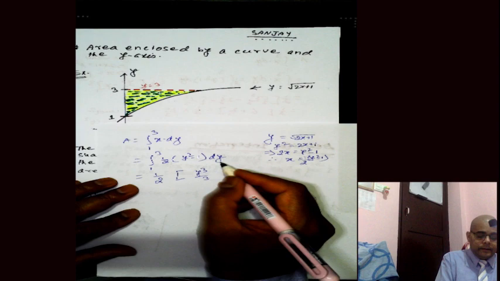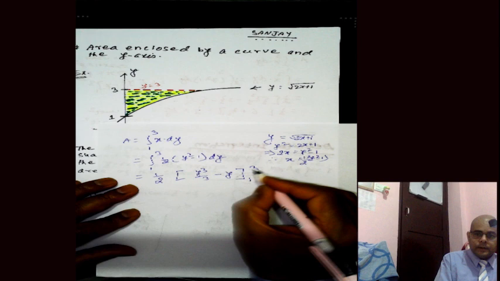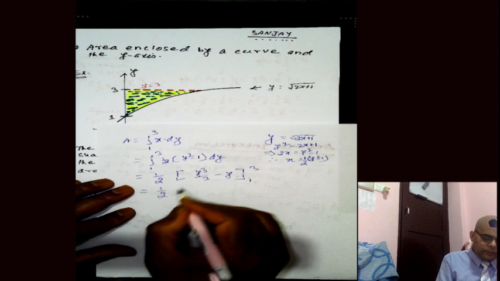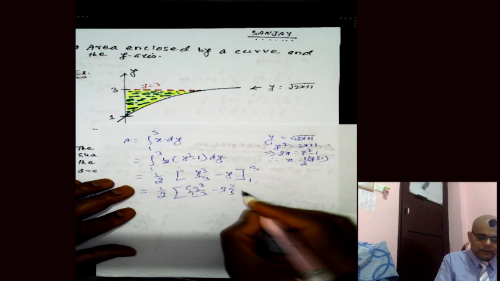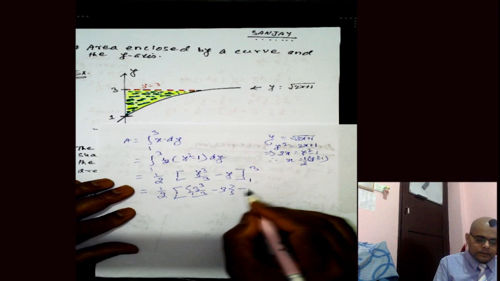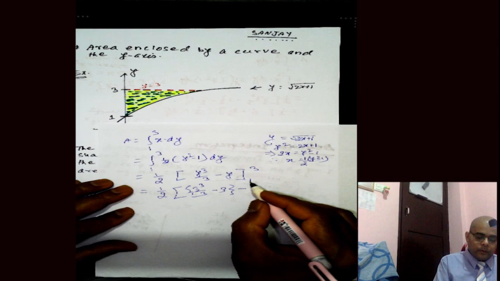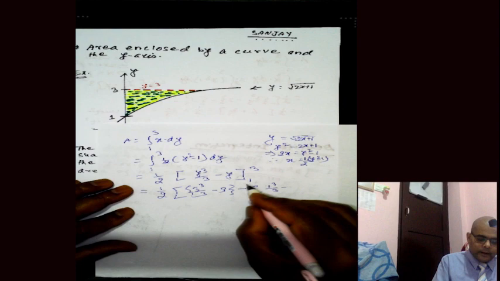Half is a constant, so take it out, and then the integration of y squared with respect to y is y cubed by 3, and the integration of 1 with respect to y is y, and the lower limit is 1 and the upper limit is 3, equals 1 by 2. Now put the upper limit value for the variable y, so it is 3 to the power 3 by 3 minus 3, and then for the lower limit substitution there is a minus sign, and then you start again with a curly bracket. Now we are working for y equals 1, so it is 1 cubed by 3 minus, in place of y, again 1.